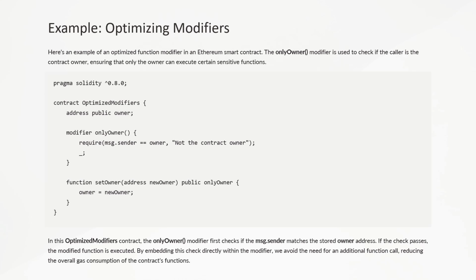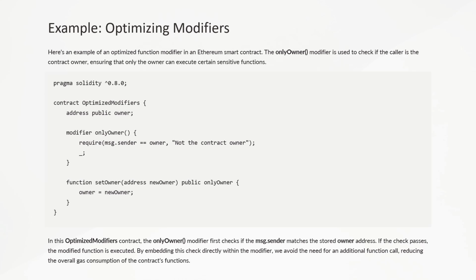Within the modifier, a require statement is used to verify that msg.sender matches the owner address stored in the contract. If the condition is not met, an error message is provided. The underscore denotes the location where the modified function's code will be inserted. In this case, it indicates that the setOwner function will be executed if the owner validation check passes. The setOwner function allows for updating the contract owner's address.